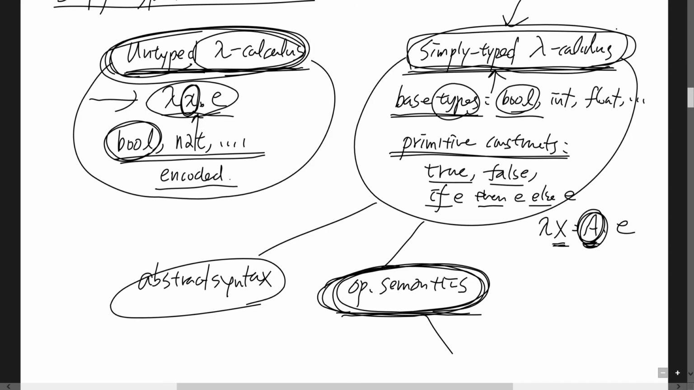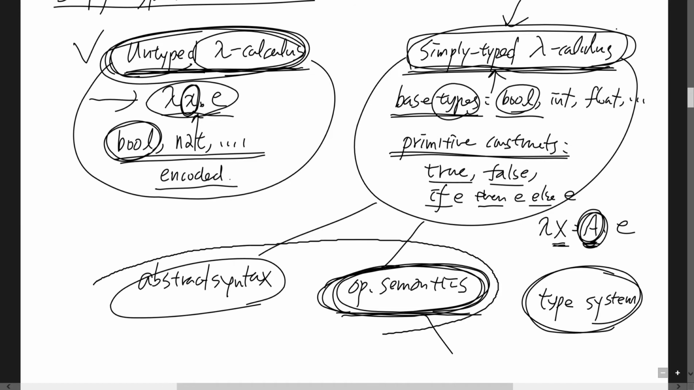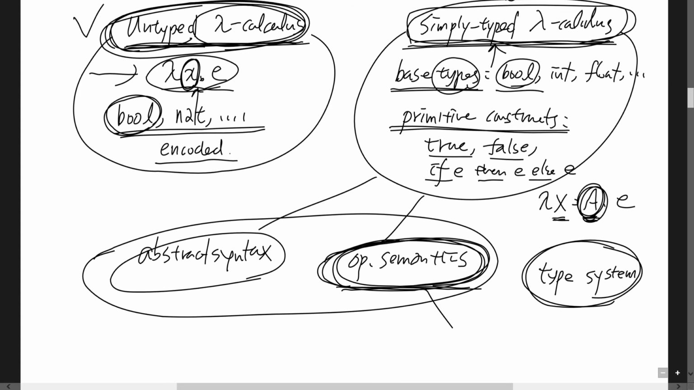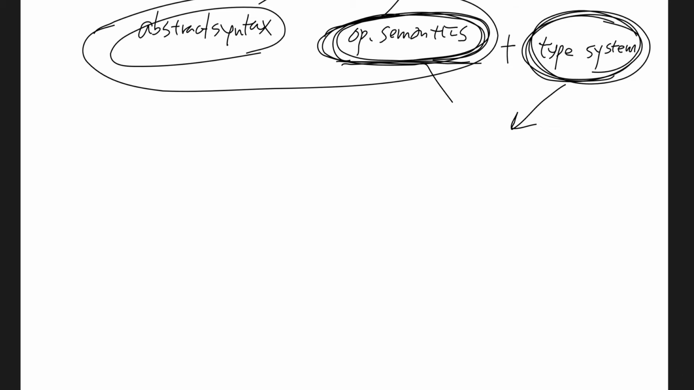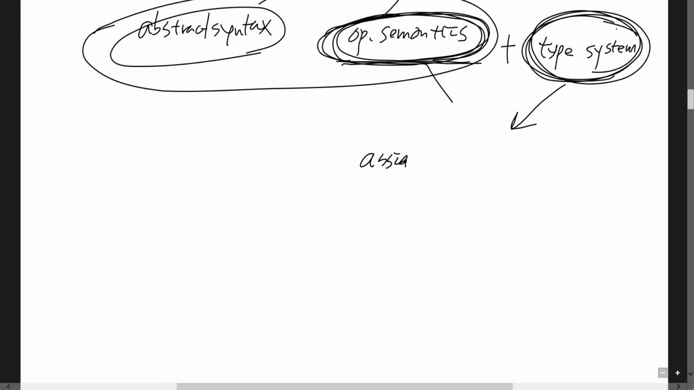The major change here is that we are going to introduce a new system called the type system. This is the new addition. In the case of untyped lambda calculus, we have only operational semantics and abstract syntax. But in simply typed lambda calculus, we have a new system called the type system. This is a major addition. This type system enables us to assign types to expressions.